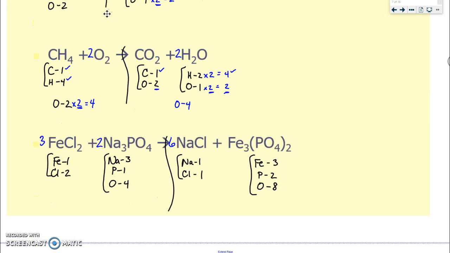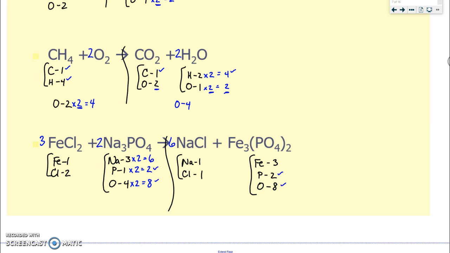So the correct answer is there in blue, and I have done my atom inventory. I like to start with my polyatomics, so my PO4, and over on this side I have 1 P and 4 O's, and on the other side I have 2 and 8. So I'm going to start first by multiplying this by 2. Sodium is part of that compound as well, so it also has to be multiplied by 2. So my P and my O are good to go.